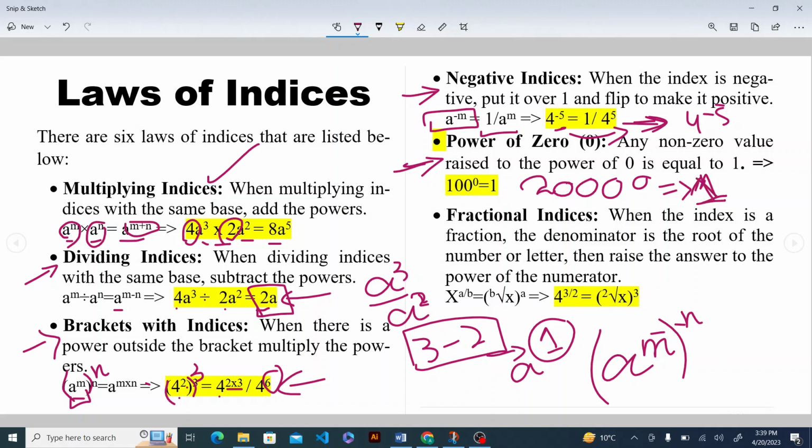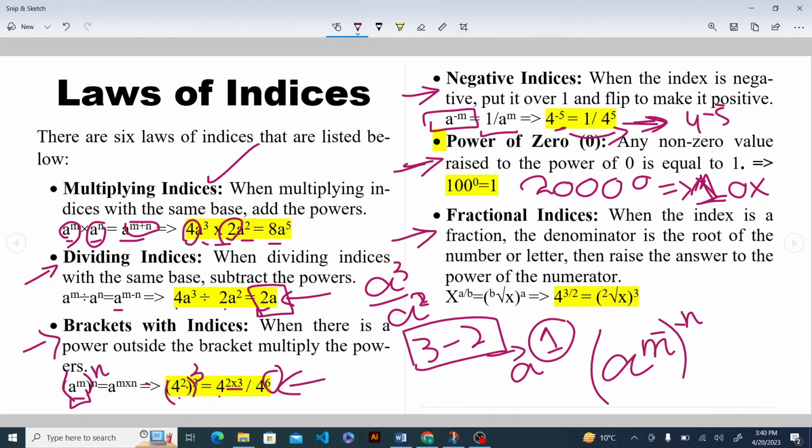Okay, because if the number is 0, then however many times you multiply, it doesn't matter, the answer will always be 0. But when the power of any non-zero number is 0, then the answer will be 1.